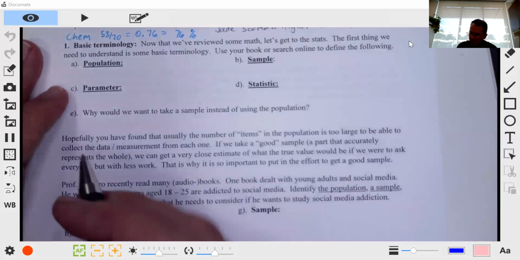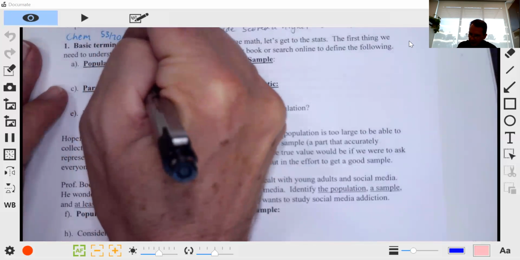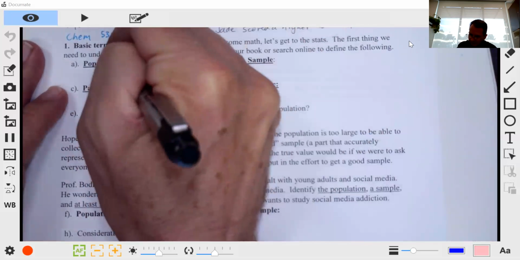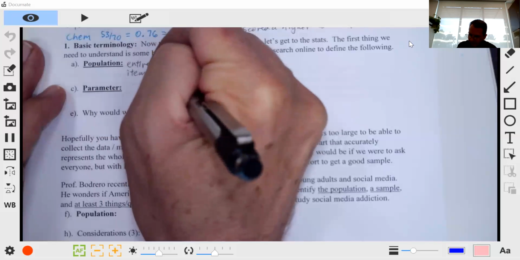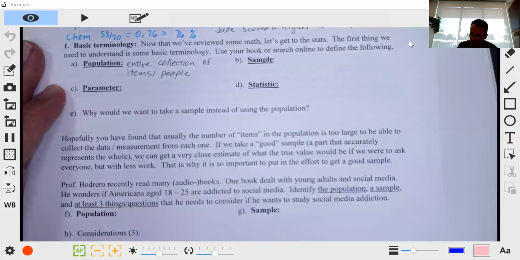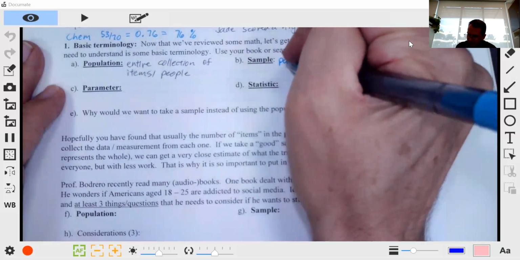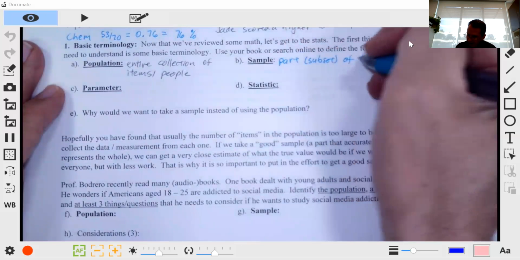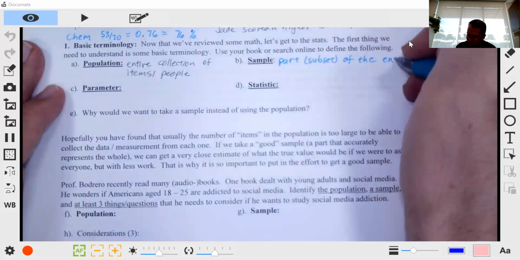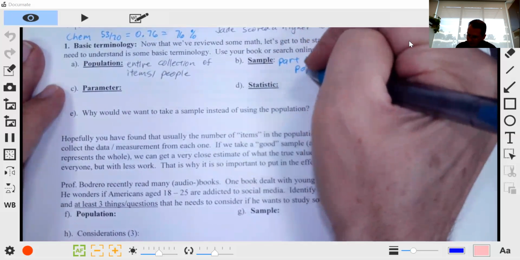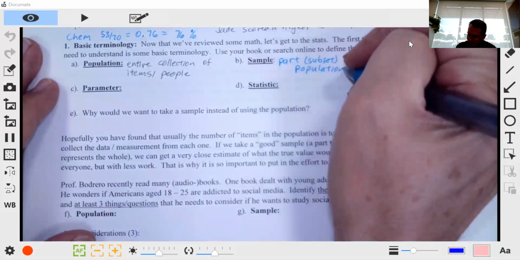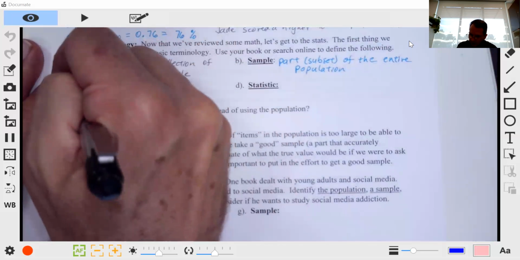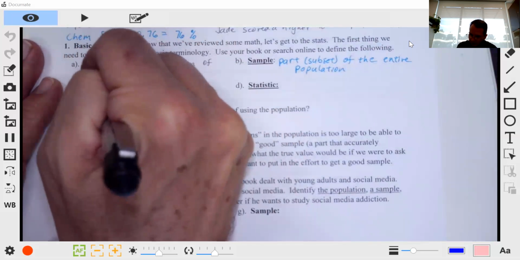Now that you're back, the population is an entire collection of items or people, where a sample is a part, sometimes referred to as a subset of the entire population. A parameter is a measurement of the entire population.